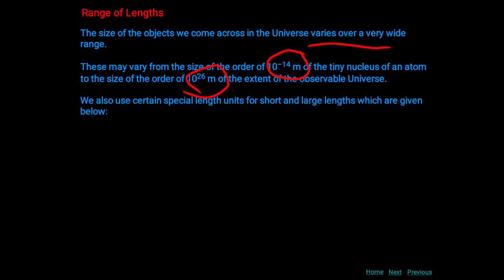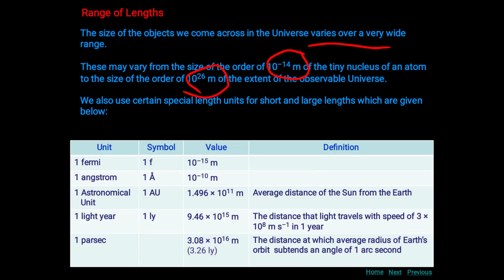We also use certain special length units for short or large distances, which are given below. Here I write units: this is the symbol, value, and this is the definition. First, 1 Fermi, symbol is 1 F, value is 10 raised to power minus 15 meter. 1 Angstrom is 10 raised to power minus 10 meter. 1 astronomical unit, that is 1 AU, is 1.496 into 10 raised to power 11 meter. Definition: average distance of the sun from the earth.